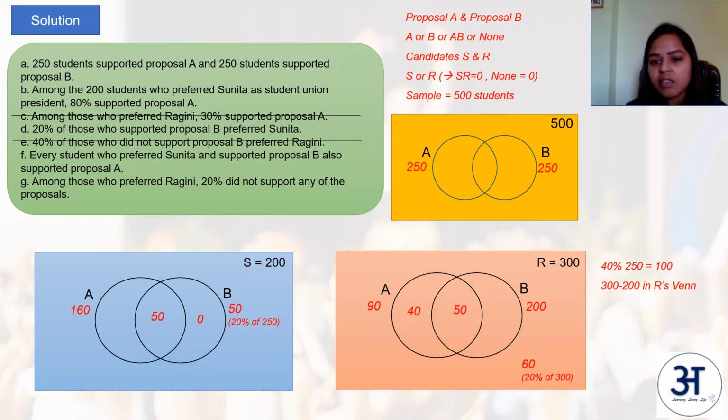So once you get this, we know that N of only A is 40, N of only B is 150. Now we filled this red box. Let's move to the blue one. We know that N of A is 160, N of A intersection B is 50, so N of only A should be 110. Now we know that all this information, N of A union B is 160. So the left are 40 who do not support A or B but support Sunita.